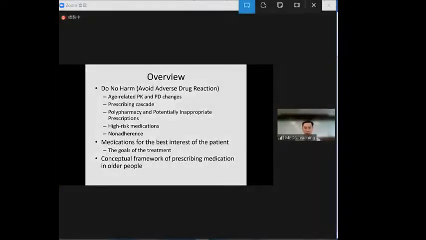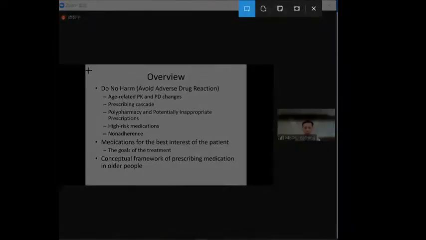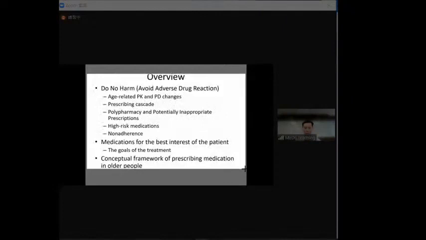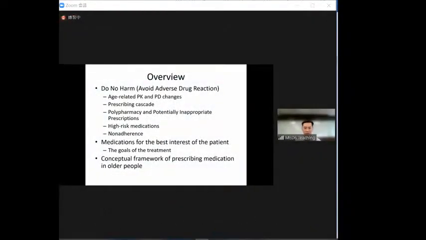Well, this is the overall overview of the topic. So first of all, we would want to avoid adverse drug reactions in older adults, and then we will discuss the various contributing factors causing adverse drug reactions and try to tackle all these one by one. And then we will select the suitable drug for the best interest of the patients. And then there is some conceptual framework of prescribing medicine in older people. So we want to go through these steps one by one.